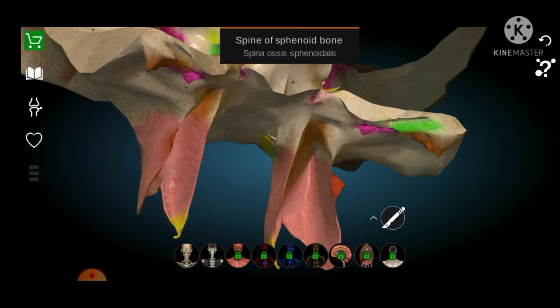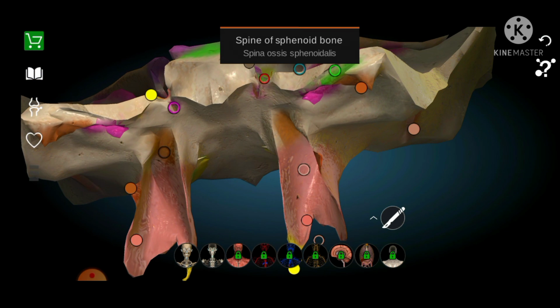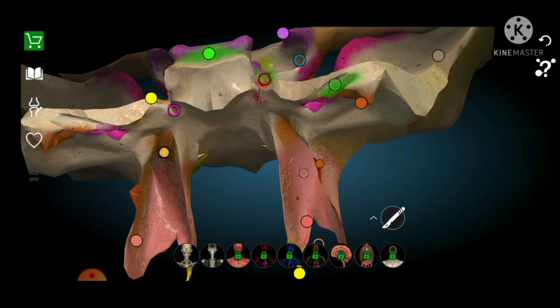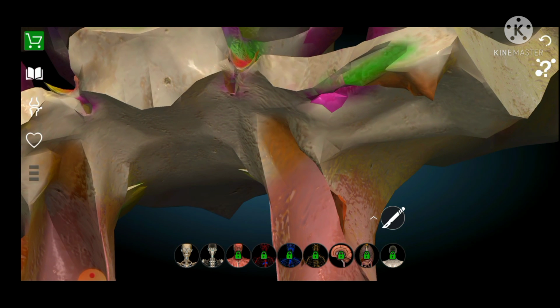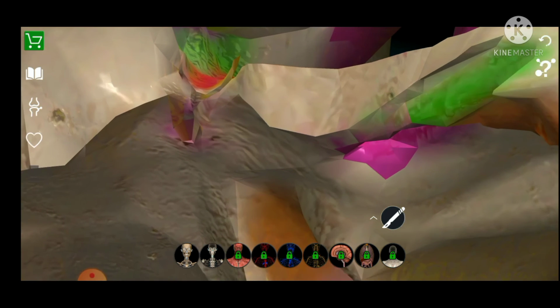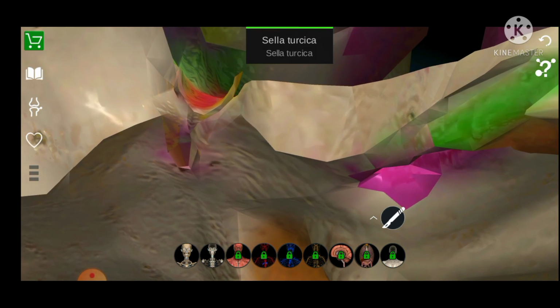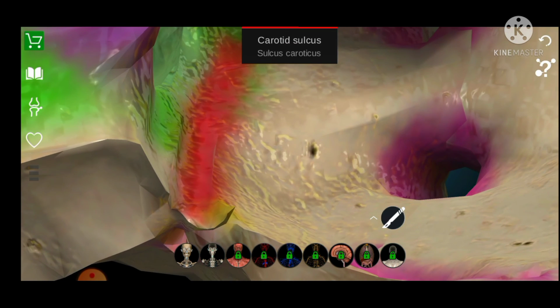This is the spine of sphenoid bone, where the sphenomandibular ligament is attached. This is the sella turcica. This is the carotid sinus.